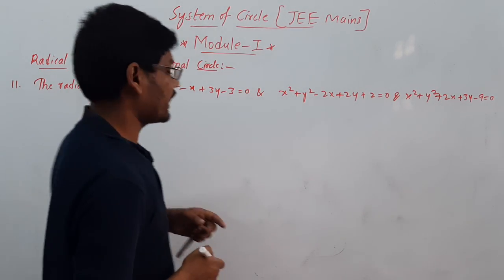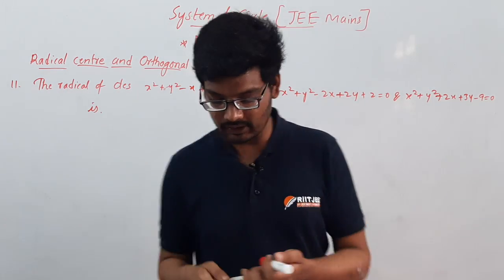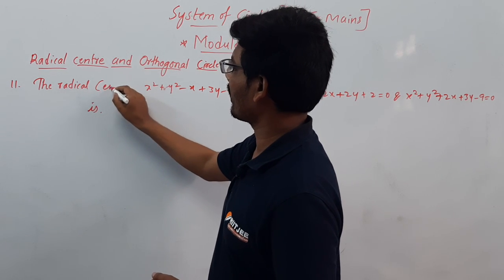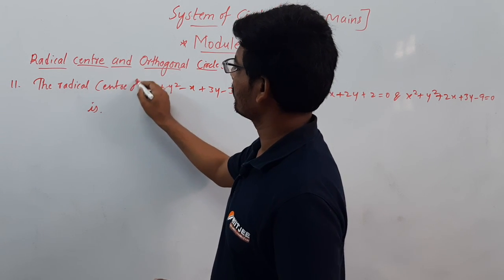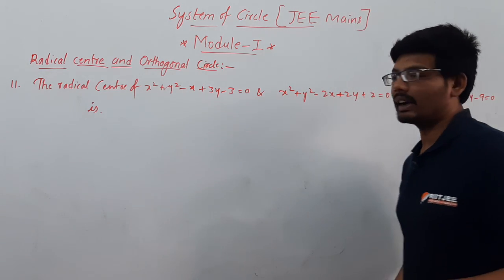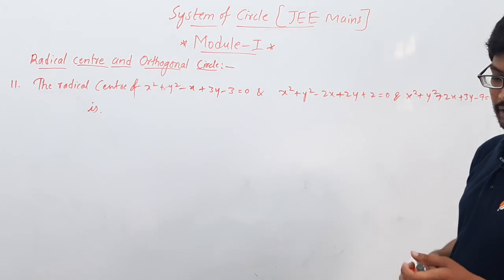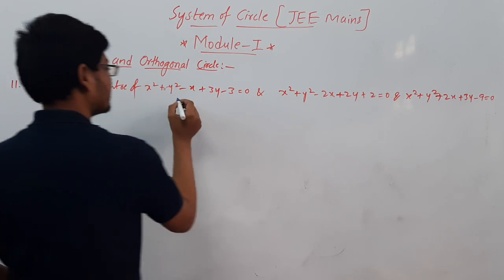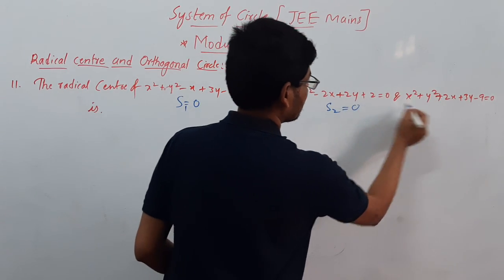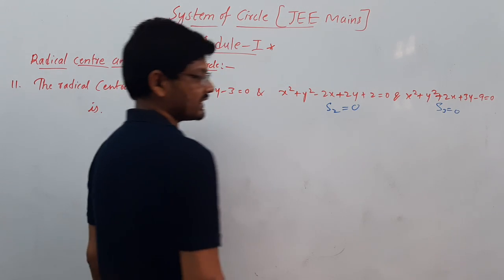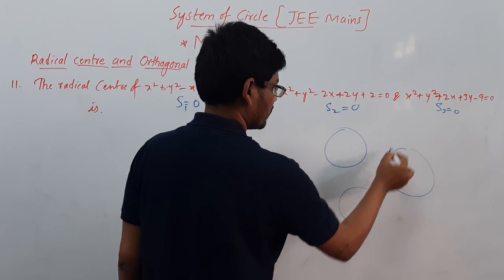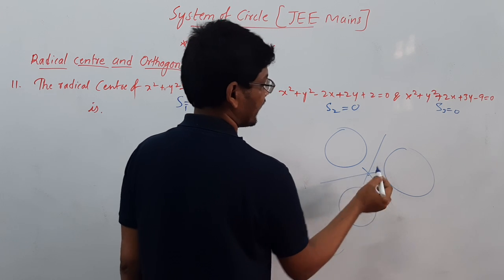It's given the radical center of 3 circles. We just need to find the radical center here. This is S1 is equal to 0, this is S2 is equal to 0, this is S3 is equal to 0. Radical center is nothing but this point here.